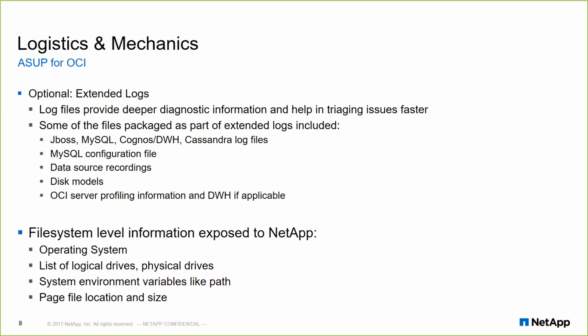As far as file system level information that we can see within these auto supports, we can see the operating system. We can see those resources we talked about before: CPU, RAM, disk space. We can see the list of drives, whether logical or physical, some of your system environmental variables like your NAS paths and such, and then your page file location and size. Okay, so not a lot beyond what's happening with just OCI software.